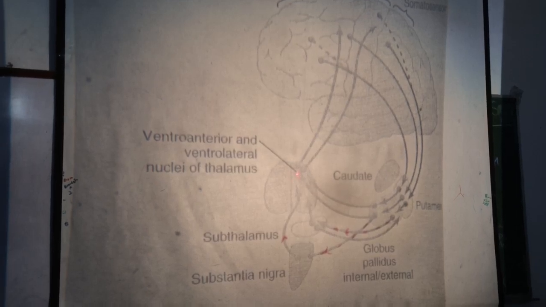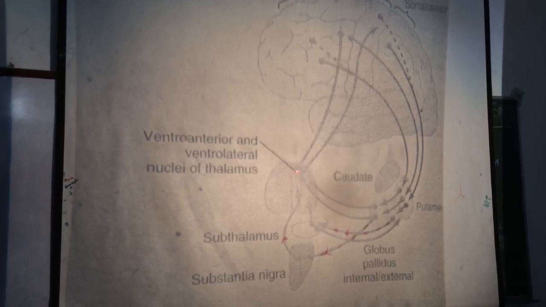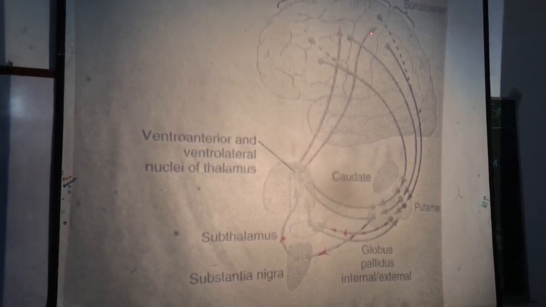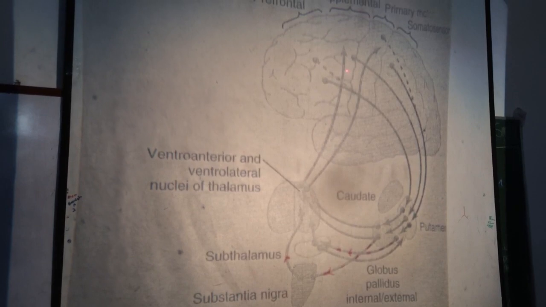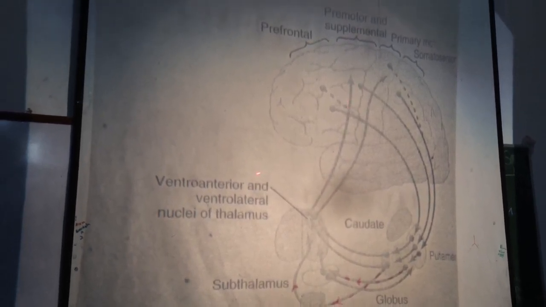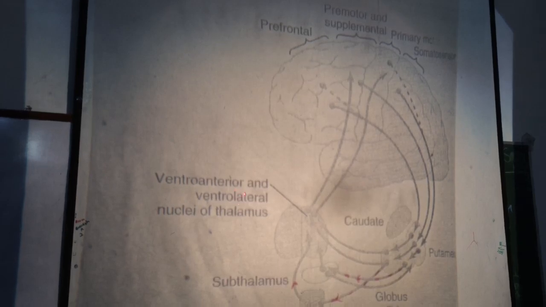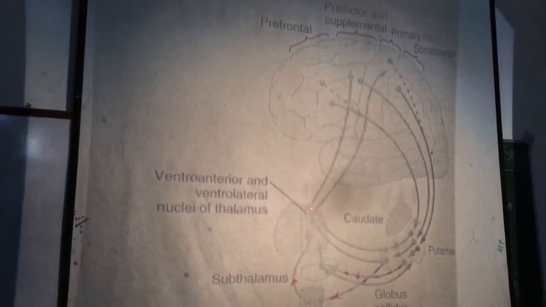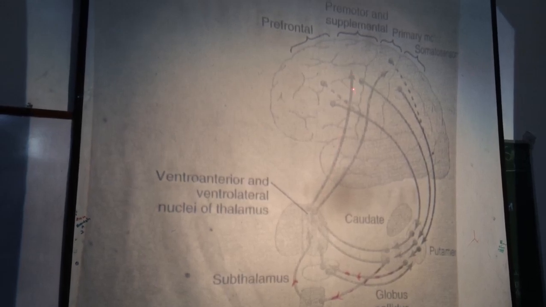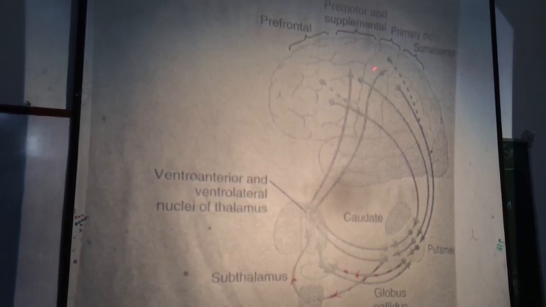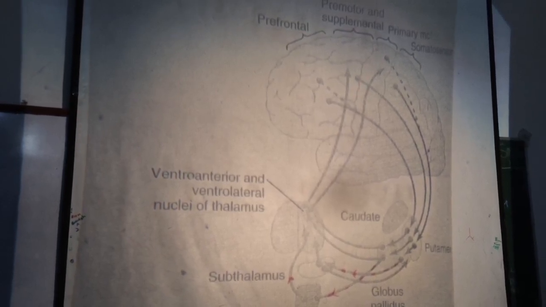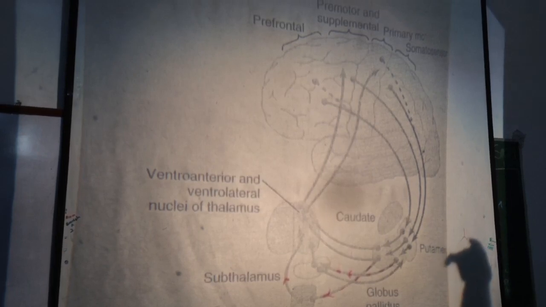From these nuclei, nerve fibers arise and go to the primary motor area, premotor area, and supplementary motor area. So from the ventro-anterior and ventro-lateral thalamic nuclei, nerve fibers go to the premotor, supplementary motor, and also the primary motor area. So this is the main putamen circuit.